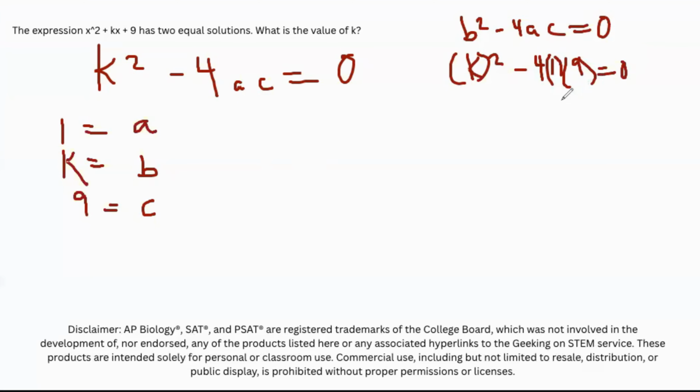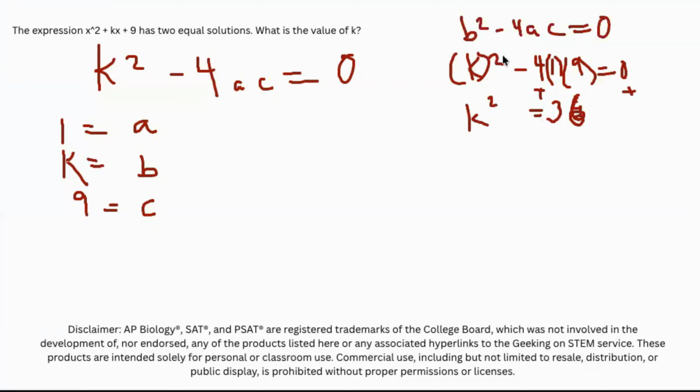Simple solve, you know that 4 times 9 is 36. Bring that over from negative to positive to the other side. So we add all that to this side. That's going to give you 36, k squared, I should say. So technically k squared equals 36.